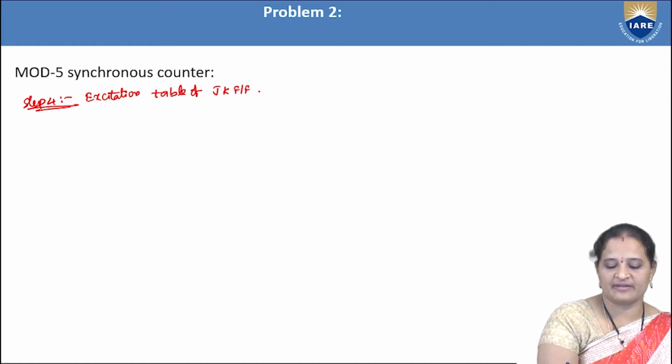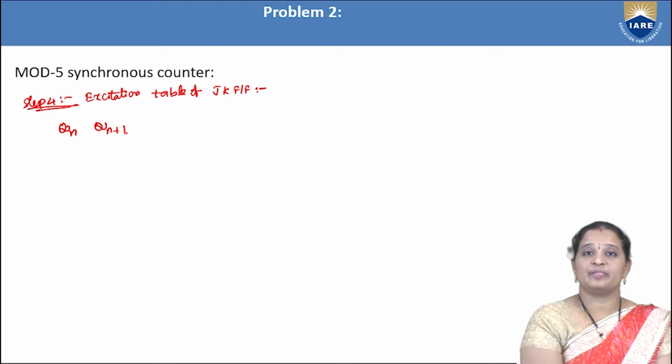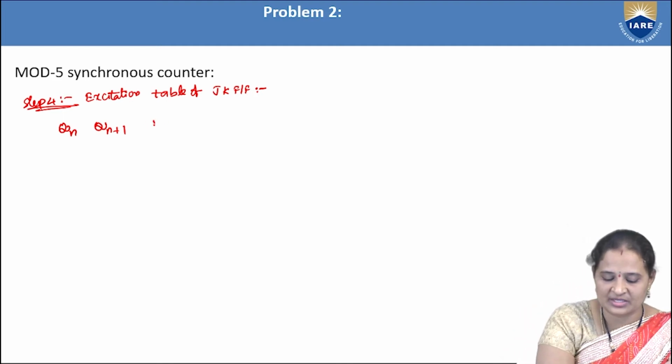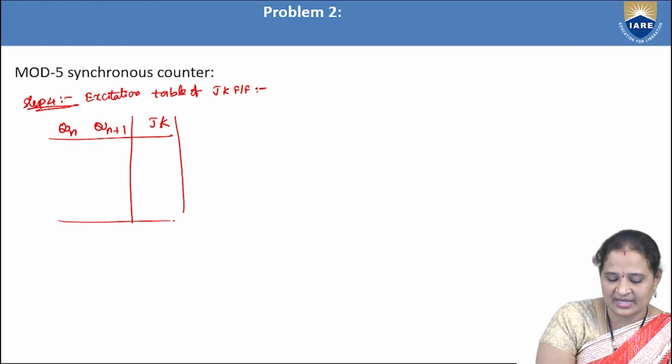Because we have chosen JK flip-flop, we need to draw the excitation table. The excitation table consists of present state and next state. Present state is represented with Qn and next state is Qn plus 1, and the inputs are J and K. So this is the excitation table.